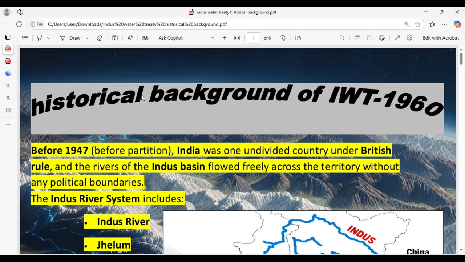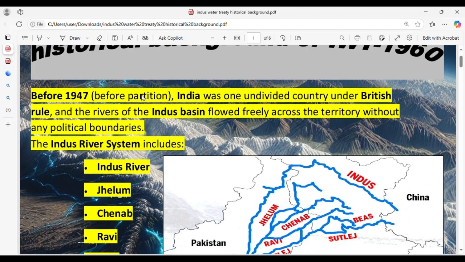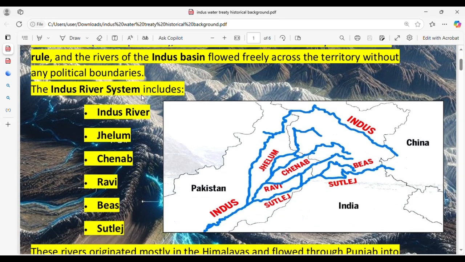First of all we will learn the Indus river system, which rivers are in the Indus water system, and what the locations of these rivers are. There are 6 main rivers. Although we have many tributaries, the main 6 rivers are included in the Indus Water Treaty. First is the Indus River, second is Jhelum, third is Chenab, fourth is Ravi, then Bias, and then Satluj.